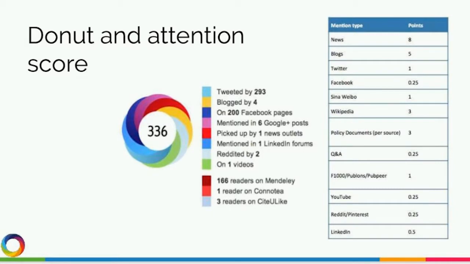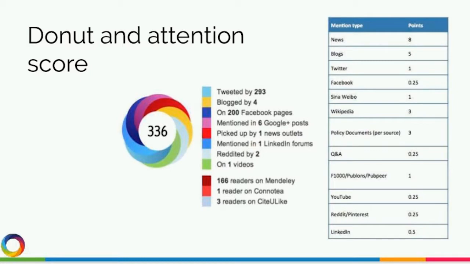So the score does go up as the item gets more attention, and we do weight sources really depending on the kind of likely reach of that attention. So obviously if your research is mentioned in a BBC article, it's likely that an awful lot of people will see that. Whereas if it is mentioned perhaps on a Reddit or a Pinterest thread, it's likely that fewer people would see that. So that's what this is designed to reflect.